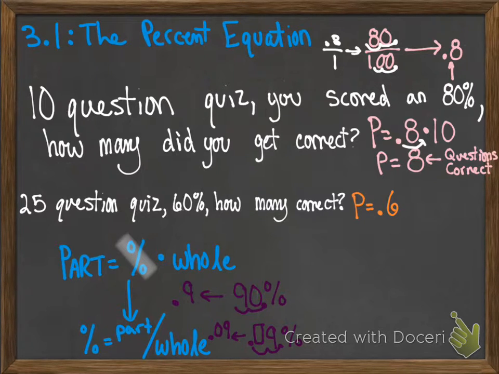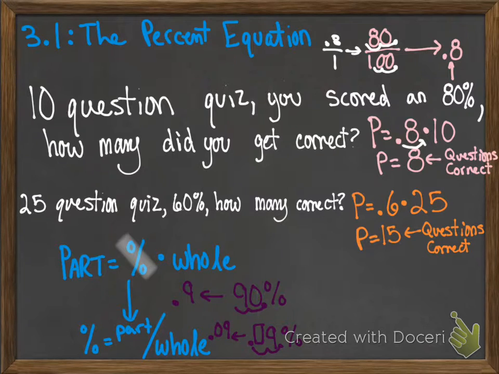So I have p equals 0.6, and I know how many total questions there are. There's 25, so p equals 0.6 times 25. Go into your calculator, p is 15. So what does that number represent? Is that the number correct or incorrect? Well, if I scored 60%, that means I got 60% of them right, so 15 questions correct.